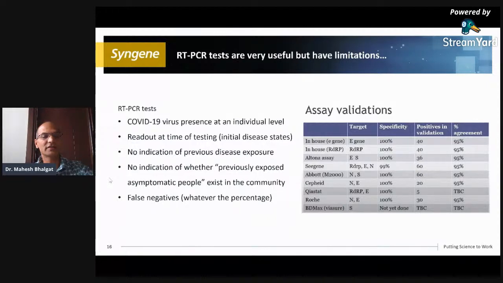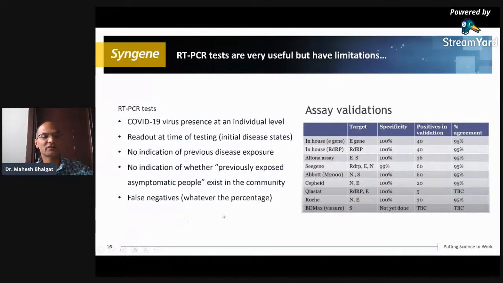You may have heard that there is a lot more talk about whether there will be another wave, whether there is protection that is there. None of that is actually told by the RT-PCR assay. And it also does not tell you whether there are asymptomatic people that exist in the community, without actually having gone through and tested all of the asymptomatic people.